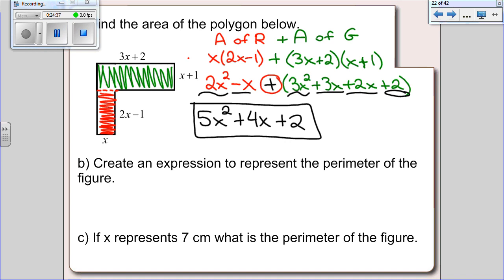Alright, the reason I didn't want you to do B is we're not going to do B, so we're not going to worry about perimeter. And if you look at C, we're going to change the word perimeter to area. So it says, if x represents 7 centimeters, what is the area of the figure? You figured out that the area of the figure was 5x squared plus 4x plus 2. When they're telling you down here, x represents 7, they're saying x equals 7. So now you could actually calculate and measure the area.